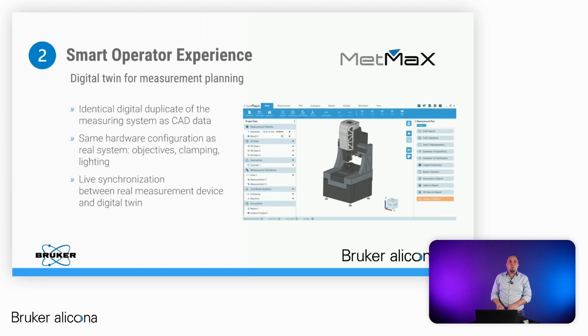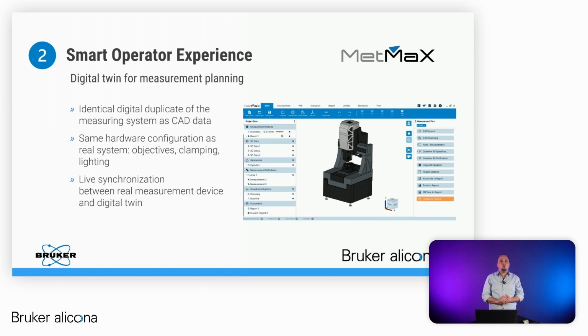The digital twin allows us, in the metrology platform, to directly set up our measurements in the digital twin. So the identical duplicated measurement device, even if it's a micro CMM or a G6, is integrated in the software. And the axes have a live synchronization between the real device and the digital twin.